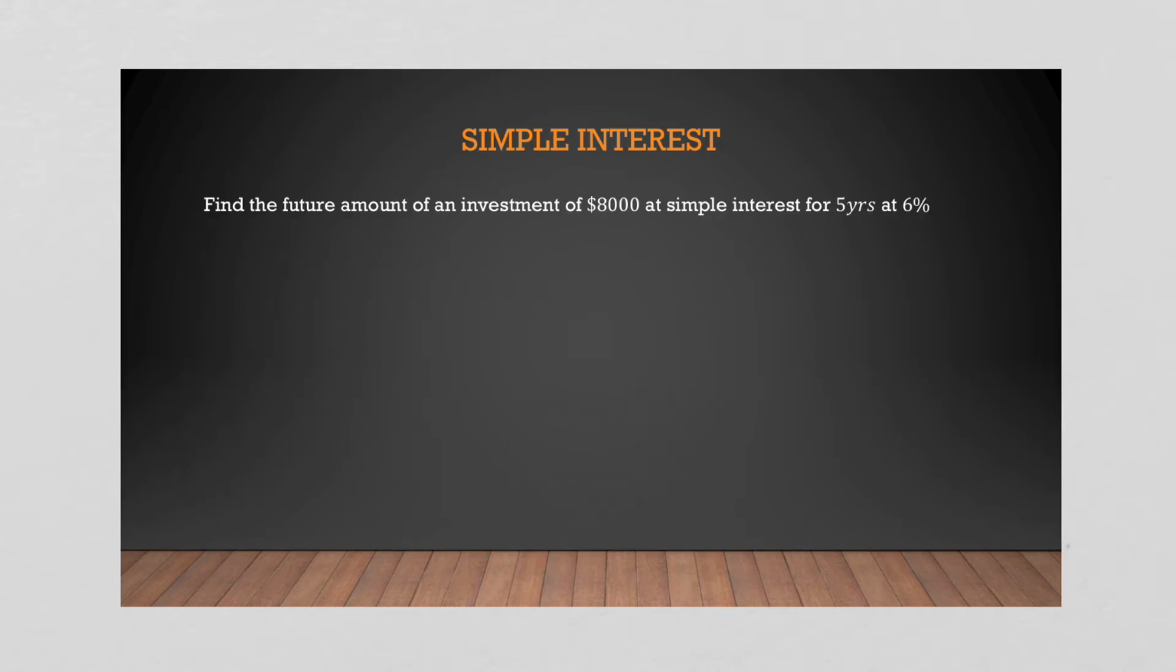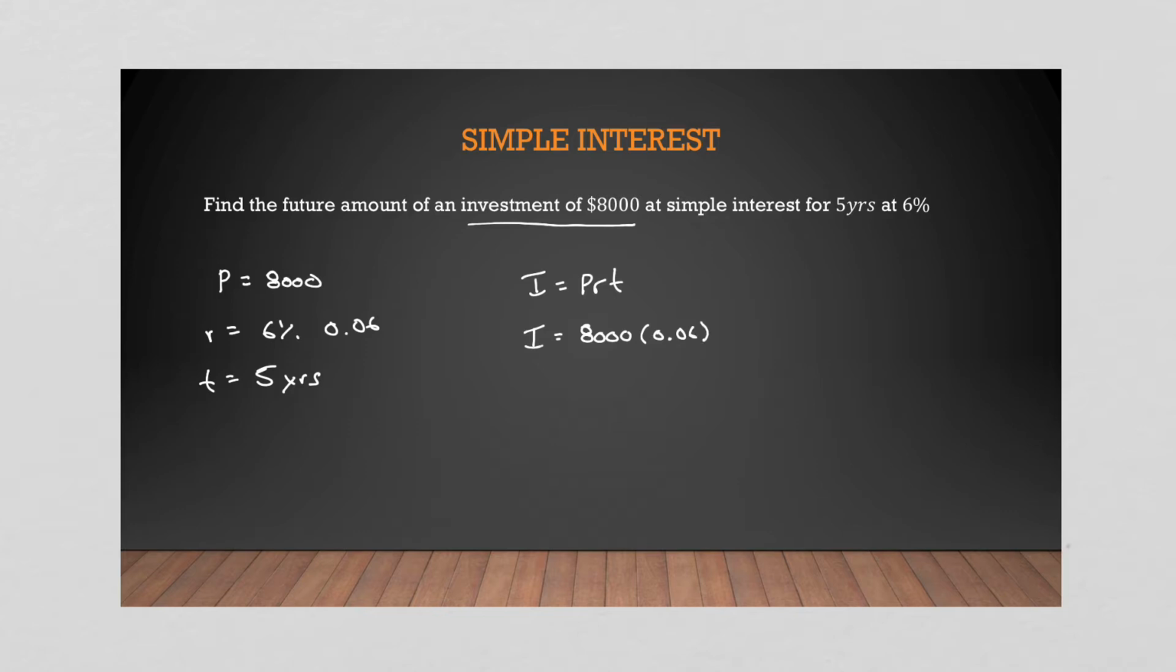So let's just look at some examples. So here we go. We have an investment of 8 grand. So that means my principal is $8,000. We have an interest rate at the end of the statement there of 6%, so 0.06. And we have time of 5, and it is in years. Great. So find the future amount. Well, interest is equal to PRT, so my interest is equal to 8,000 times 0.06 times 5, which gives us an interest of $2,400. That's fantastic. That's $2,400 in 5 years for doing nothing.